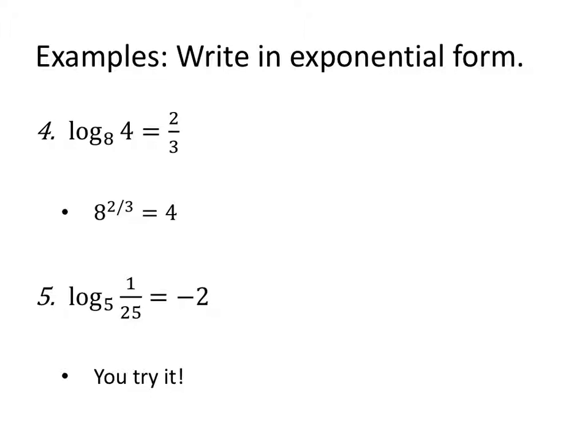So give it a shot. Hit pause for a minute, and when you come back, check your answer against mine. The base of the log is 5, so the base of the exponential is 5. The log is equal to the exponent, so -2 is the exponent. And 5 to the -2 is 1 over 25. Good job.